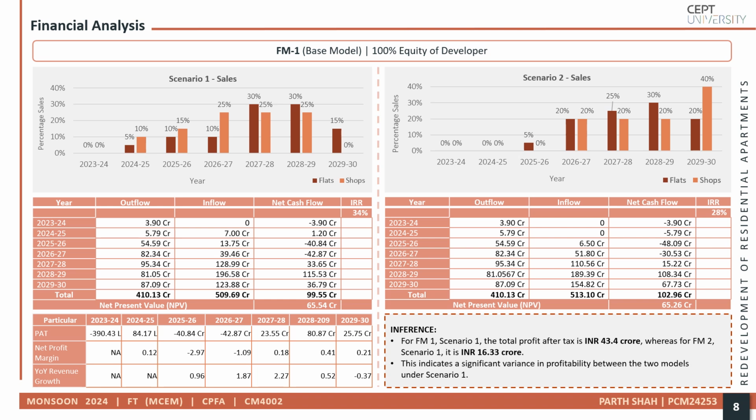value of 65.54 crores. In Sales Scenario 2, both the IRR and NPV were comparatively lower than in Scenario 1, suggesting that Scenario 1 is more favorable for achieving higher returns. The total profit expected under this model is approximately 43.4 crores, making Financial Model 1 a good option for profitability.